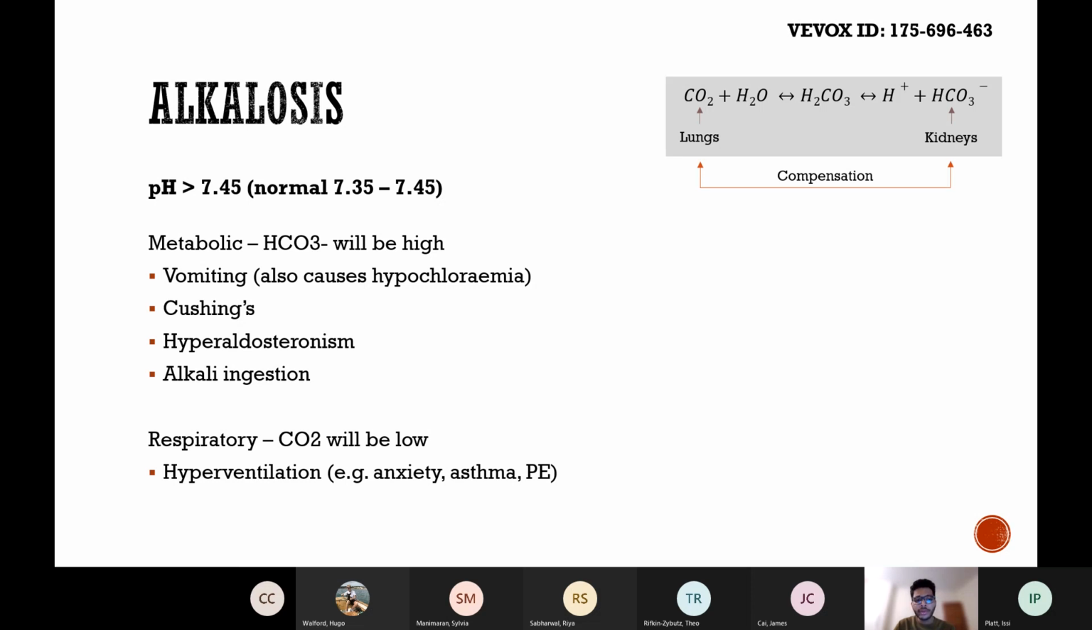So there are a few causes of a metabolic alkalosis, which I'm not going to go into, and which you can read about in your own time. And the main cause of respiratory alkalosis is blowing off too much CO2, for example, in hyperventilation. So simple anxiety attacks, asthma attacks, and very importantly also a pulmonary embolus: if somebody is hyperventilating because they're short of breath, they might blow off a lot of carbon dioxide. So that's another thing to be aware of. That's all I'm going to say about alkalosis today.